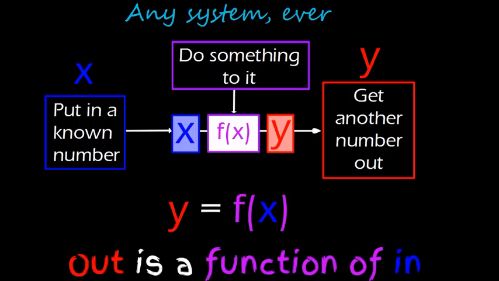This is written as the output is a function of the input, and that is written a lot of the time as y equals f of x. Y is f of x. All that means is you put a number in, something happens to it, and you get a different one out. So that's all it means. Don't worry too much if you're confused about the notation.